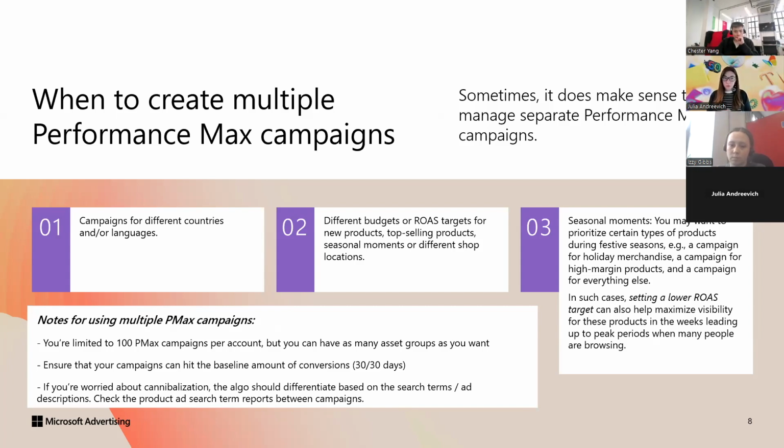Then ensure that you have enough conversions. We need at least 30 conversions for the last 30 days, or a couple of conversion cycles, to ensure that the Performance Max campaign drives the results that you're expecting.